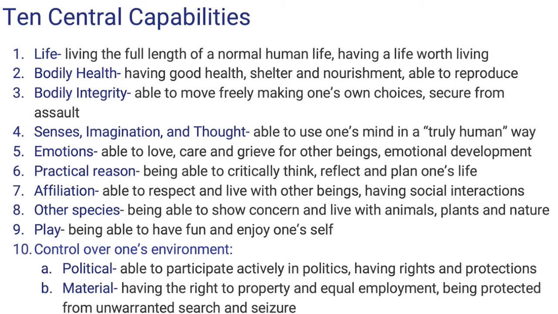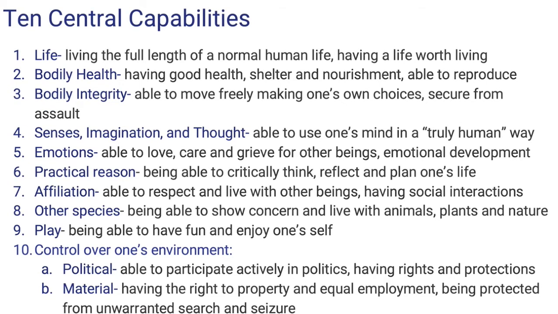The fifth is emotions, which is being able to love, care, and grieve for other beings, and emotional development. The sixth is practical reason. This means being able to critically think, reflect, and plan one's life. The seventh is affiliation, which is being able to respect and live with other beings, and also to have social interactions. The eighth is other species. This means being able to show concern and live with animals, plants, and nature. The ninth is play, which is being able to have fun and to enjoy oneself.